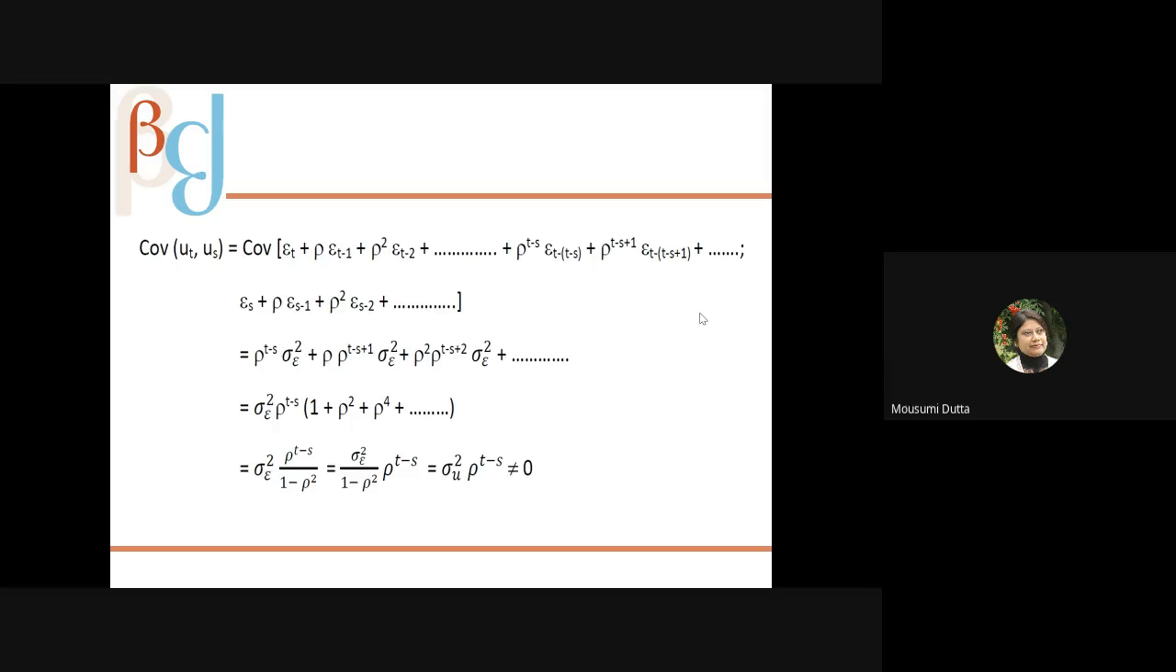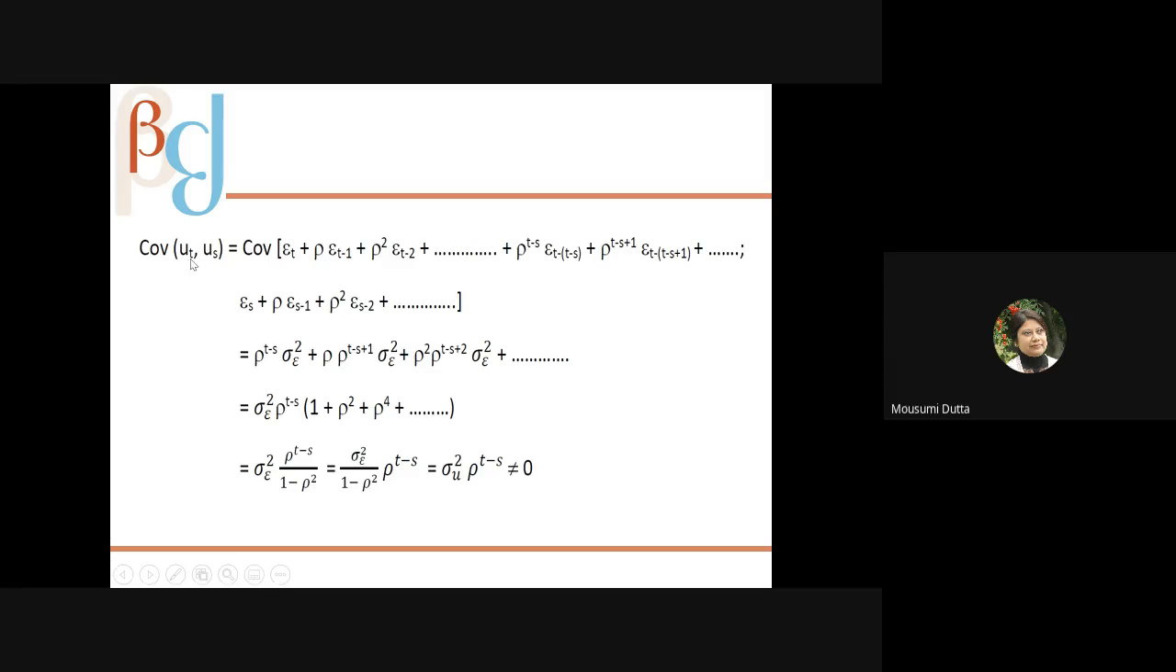Very notational and a big calculation, however the thing is very easy, very simple. Covariance between two error terms, say UT and US. Both T and S are running from say 1 to n, however T is not equal to S. So covariance between UT and US. Now UT I can write as an MA series: epsilon T plus rho epsilon T minus 1 plus rho square epsilon T minus 2, up to, it is continuing. Okay, infinite MA series. Now in between I am bringing S.